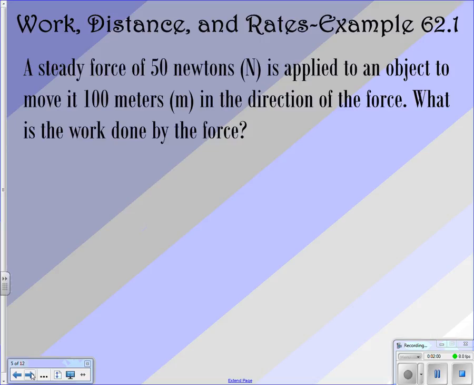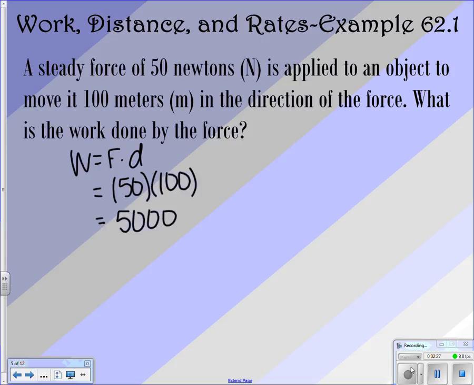So let's look at an example. All right, so for this example, they tell us a steady force of 50 newtons is applied to an object to move it 100 meters in the direction of the force. What is the work done by the force? Well, I'm going to show you how to do this using that formula that we've learned in physics. Work equals force times distance. Our force is 50, and we moved it a distance of 100. And so our work is going to be 5,000.